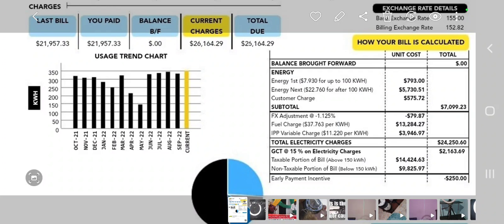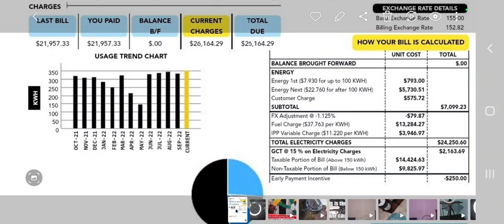I think this whole lot of numbers are getting me confused at the moment. Anyways, that is our subtotal, and that is what JPS charge for the usage. Below that, you have FX adjustment. So you know how the FX rate changes. So the Jamaican dollars in comparison to the US dollars changes, right?